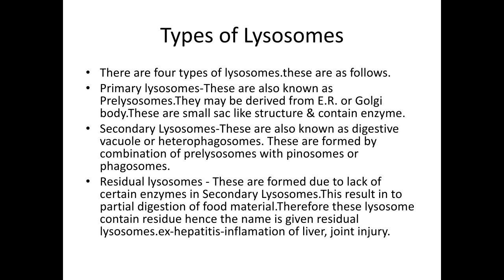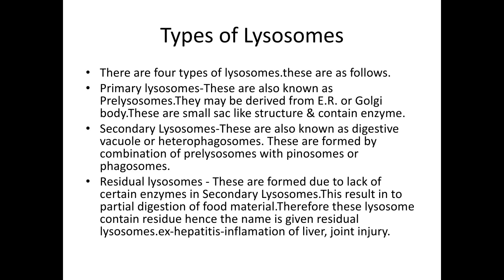Types of lysosome. There are four types of lysosomes. They are as follows. Primary lysosome: these are also known as pre-lysosomes. They may be derived from the endoplasmic reticulum or Golgi body. These are small sac-like structures and they contain enzymes.